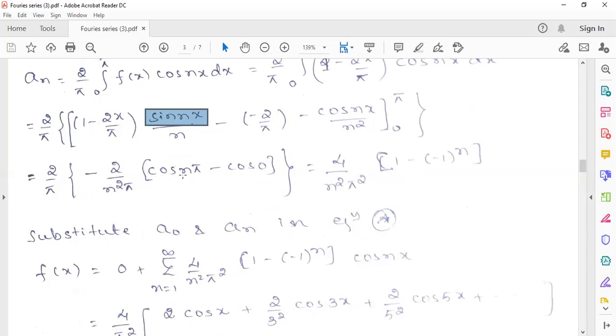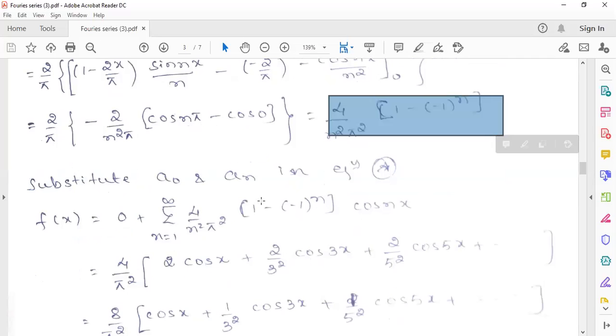The upper limit will become cos n pi minus cos 0, the lower limit. So the cos n pi value we know, that is minus 1 raised to n, and cos 0 is 1. If you take the negative sign outside, it will become 1 minus of minus 1 raised to n. So it will become 4 by n square pi square into 1 minus minus 1 raised to n.